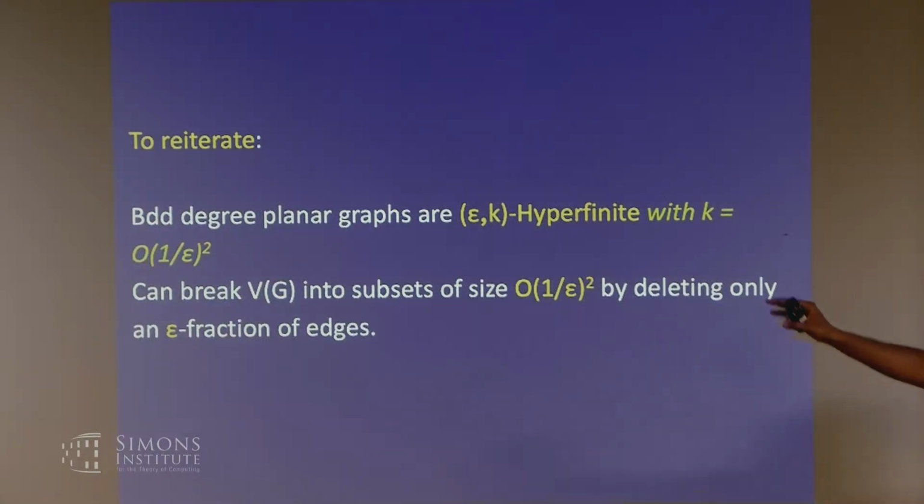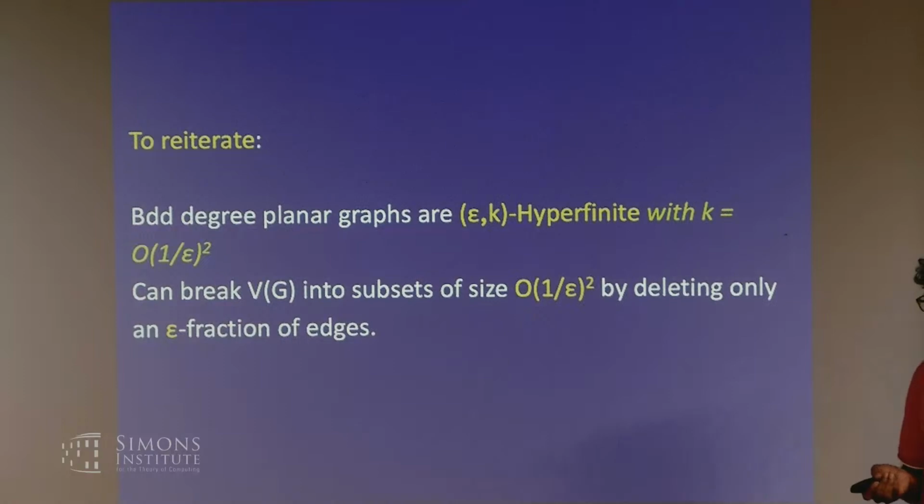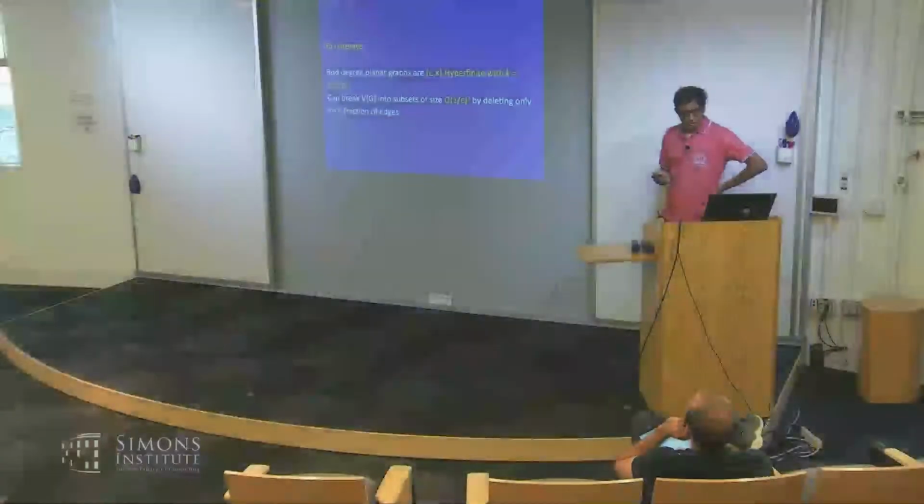So bounded degree planar graphs are epsilon, k hyperfinite, with the parameter k being 1 over epsilon squared. What this means is that you can break the vertex set of your graph into fairly tiny connected components of size merely 1 over epsilon squared by deleting only an epsilon fraction of the edges. Any questions so far? When you say epsilon, k hyperfinite, you mean k is the size of the connected component? K is the size of the connected component. All right. Great. So let's keep going.